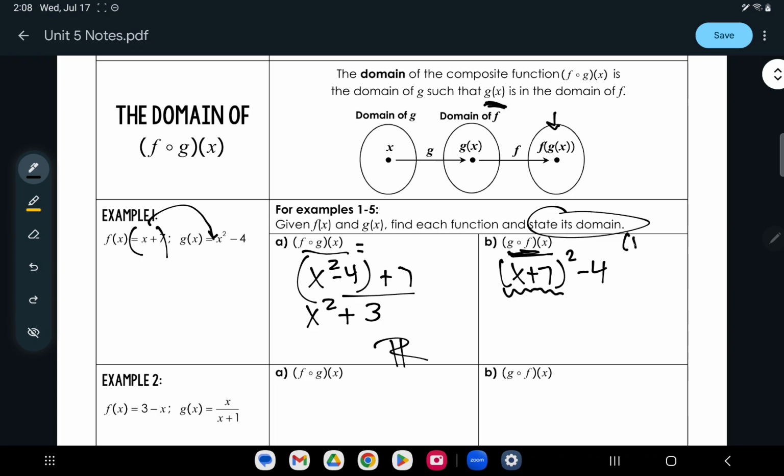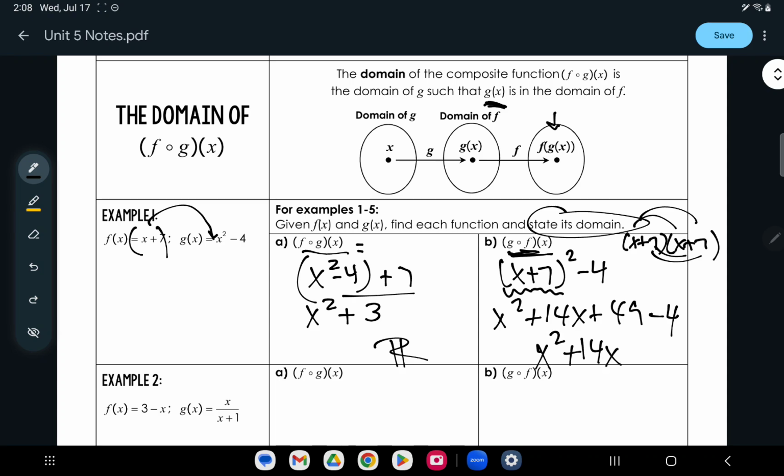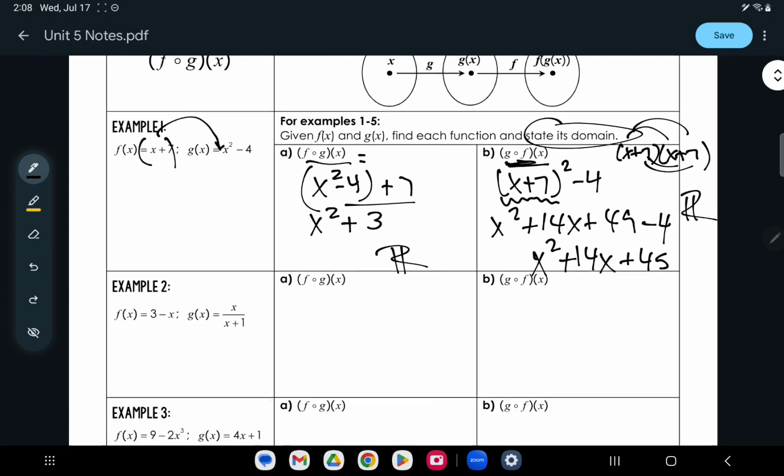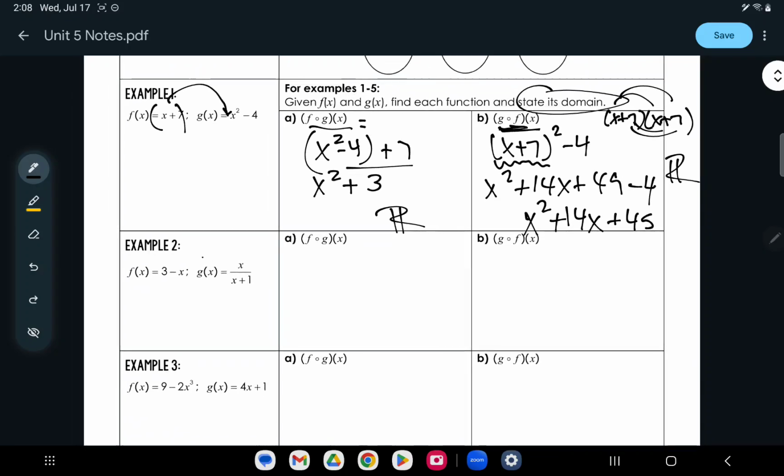So it's really x plus 7 times x plus 7, okay? So we've got to multiply it out. It'll give me x squared plus 14x plus 49. Then I have to bring down that minus 4, okay? So I actually get x squared plus 14x plus 45. The input is a linear function, so it's totally fine to have any kind of input, so all real numbers as the domain.